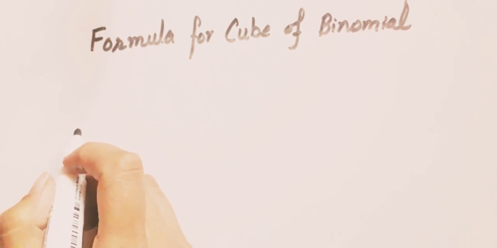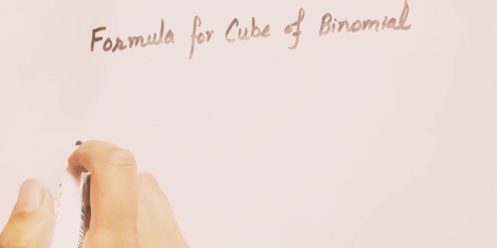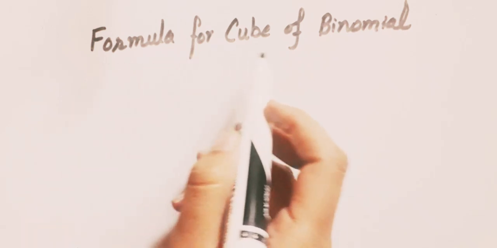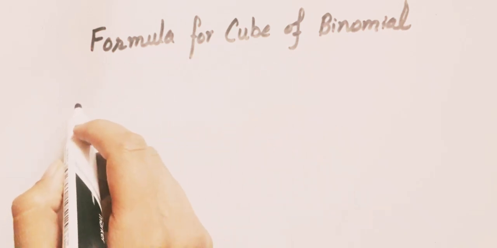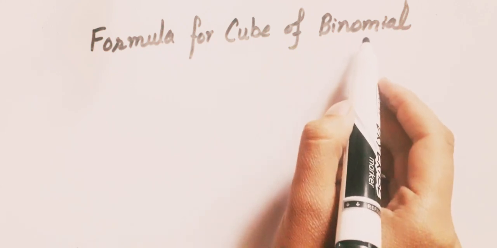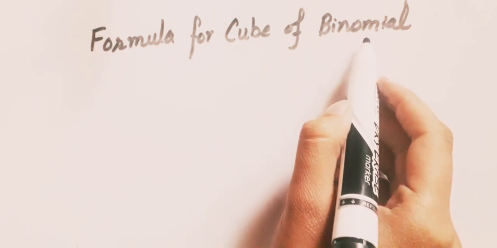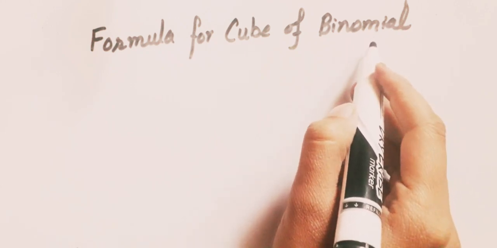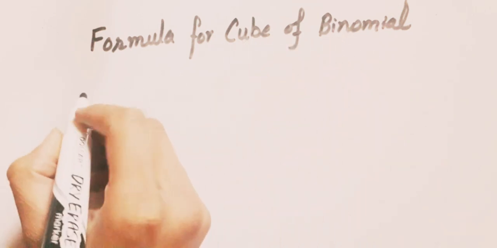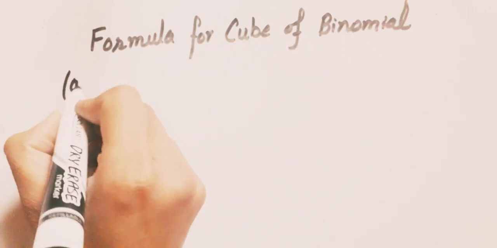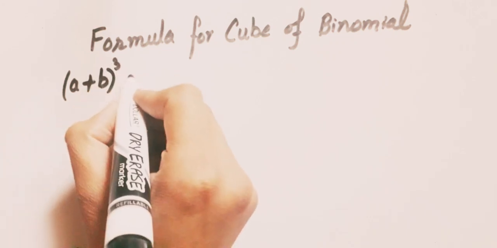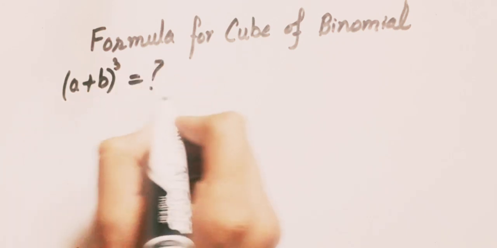In today's video, we will discuss the most important algebraic topic, that is the formula for the cube of a binomial, in a very easy and simple way. First of all, binomial means an algebraic expression which has only two terms. So we will find the cube. A binomial is like (a plus b) whole cube. We will solve this.